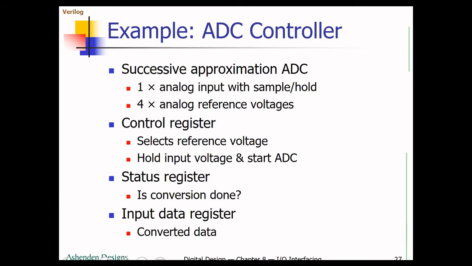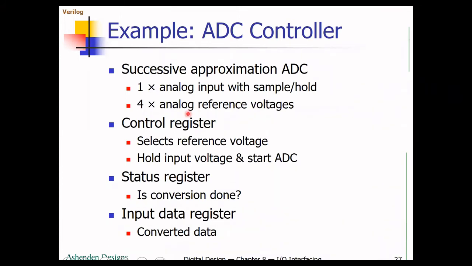Since we have read about the successive approximation control ADC, let's understand how a controller gets interfaced with an ADC, how an ADC is connected to a processor, and how a controller is designed. Successive approximation ADC: one analog input with a sample and hold circuit and 4 analog reference voltages. Reference voltage means it can be 5 volt, 3 volt, 10 volt, 15 volt, kind of.